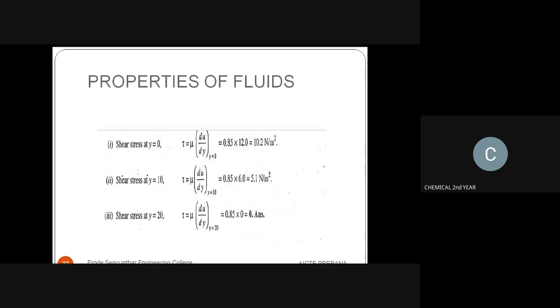So shear stress at y is equal to 10 centimeter. So tau is equal to mu into du by dy at y is equal to 10. So that is 0.85 into, we know the value of du by dy at y is equal to 10, that is 6. So 5.1 Newton per meter square. So shear stress at y is equal to 20 centimeter. So tau is equal to mu into du by dy at y is equal to 20. So that is 0.85 into 0, which is 0, right?